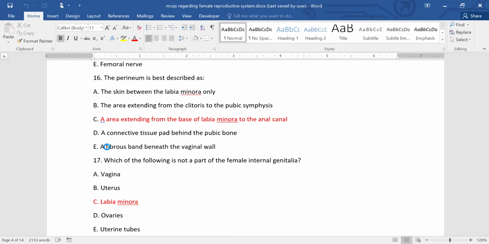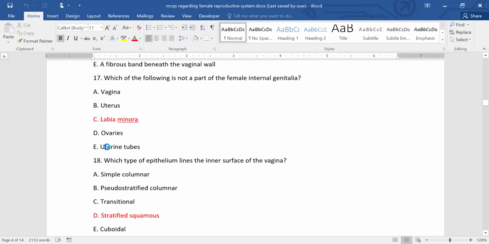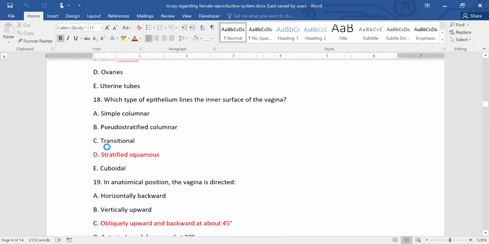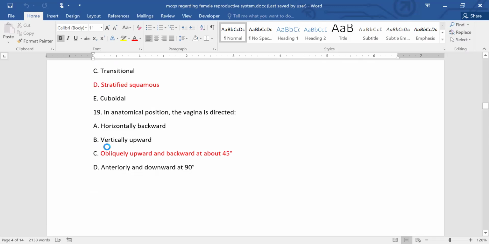Which of the following is not a part of female internal genitalia? Labia minora is not part of the internal genitalia, while the vagina, uterus, ovaries, and uterine tubes are parts of the female internal genitalia. Which type of epithelium lines the inner surface of the vagina? It is stratified squamous epithelium. In anatomical position, the vagina is directed obliquely upward and backward at about 45 degrees.